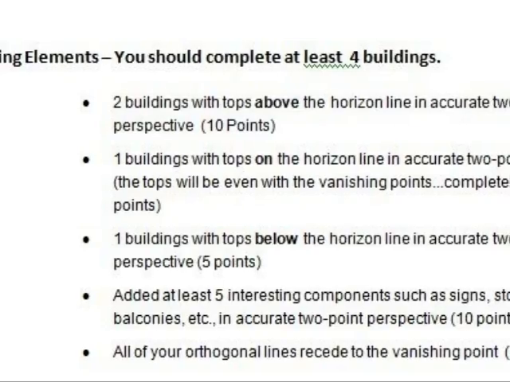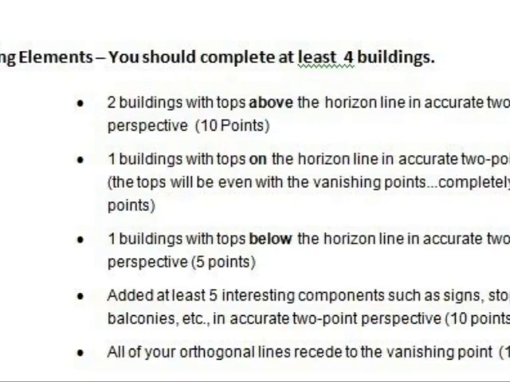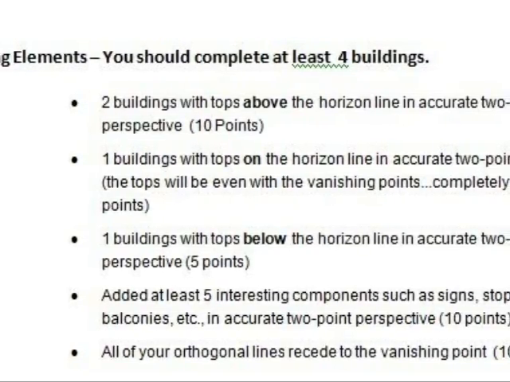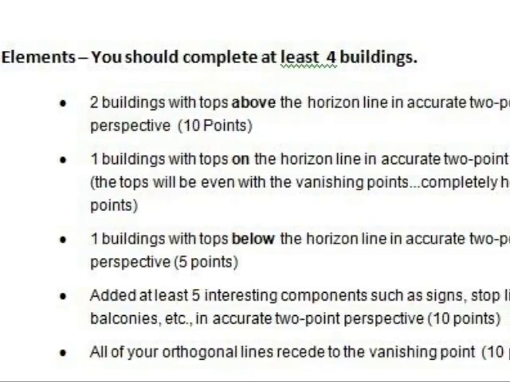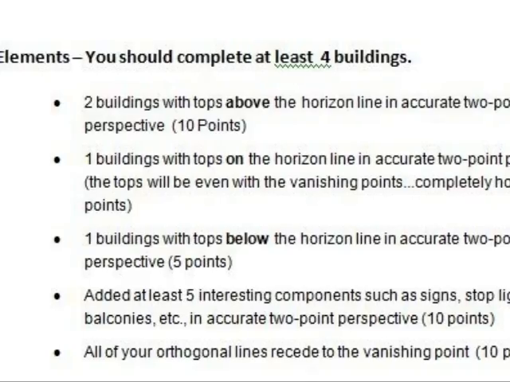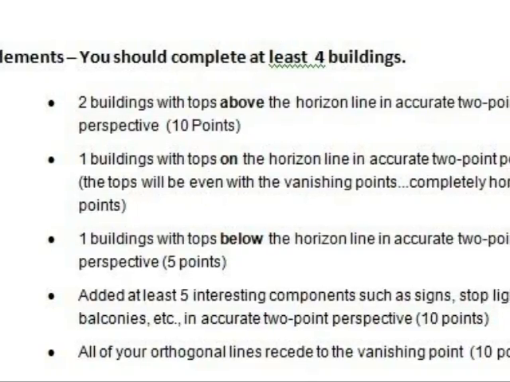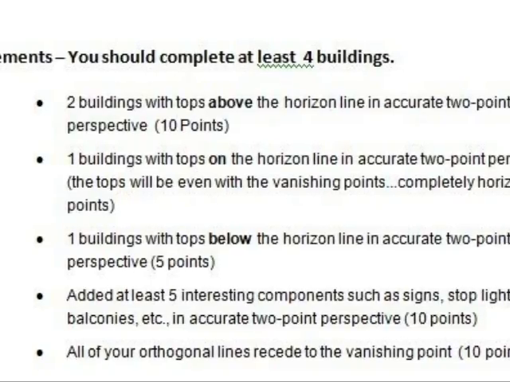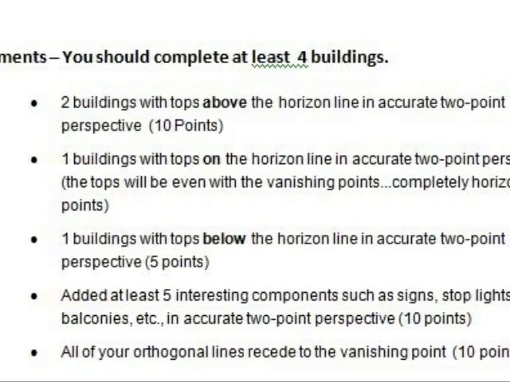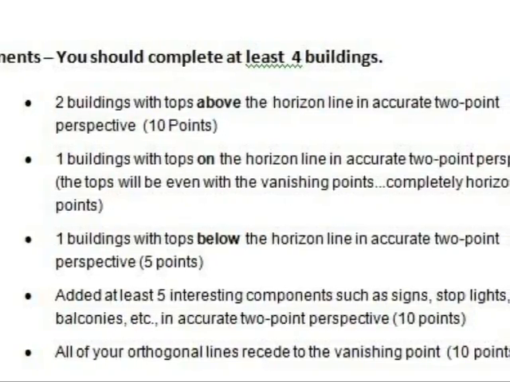Then you want to make sure you have a building with the top on the horizon line. And you need one of those. And I showed that here in this video. Then you need a 4th building with the top below the horizon line. And that was the very first building I made where you could see the roof. Okay, so that's a total of 5 points per building. So that's your first 20 points.